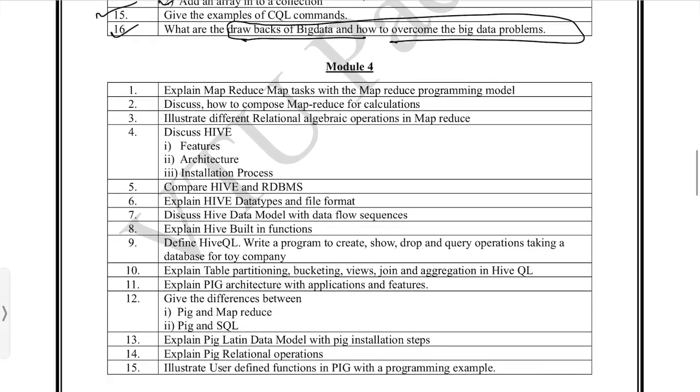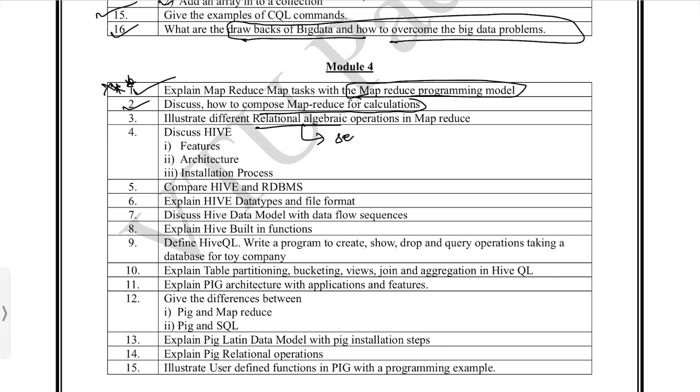Next is module 4. Module 4 is again dealing with the MapReduce programming model. Many very important questions. Okay, I am giving some stars. I don't know how many stars I should give because it has occurred so many times in all the question papers. So you can't leave this. You can't even think of leaving. Then next is how to compose the MapReduce calculation. This is important. Now third is what are the different relational algebraic operations you can perform.